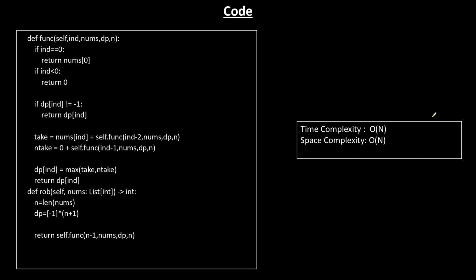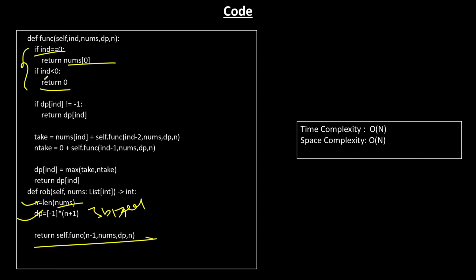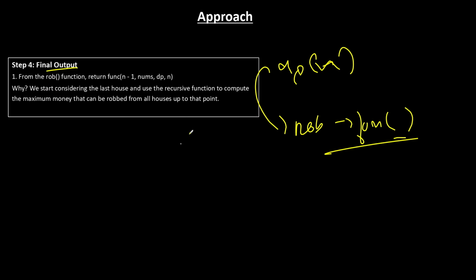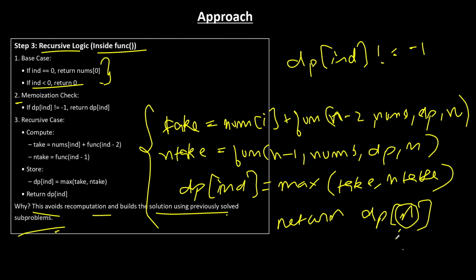The code is the exact copy of the approach discussed. Let's understand it line by line. We have taken the length of the nums array, we have initialized the dp with one base indexing, and we have called the function here. Now these are our base cases: if index is 0, return nums of 0, otherwise return 0 if the index goes less than 0. We check for the precomputed values here, call the take and not take functions, take the maximum and return the dp of index. My bad, I mistakenly said dp of n earlier, it should be dp of index.